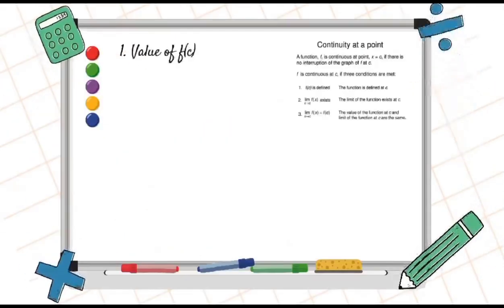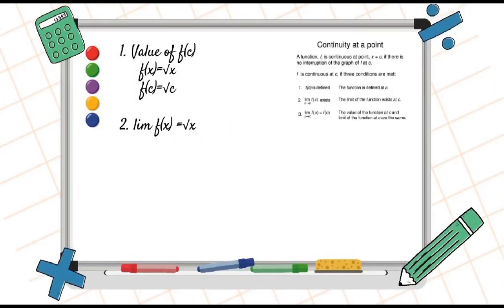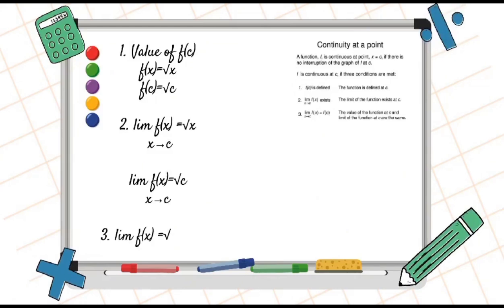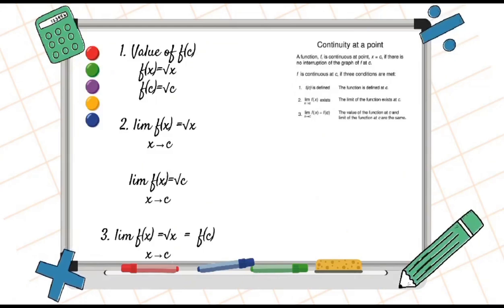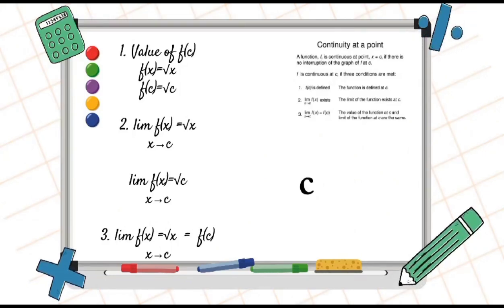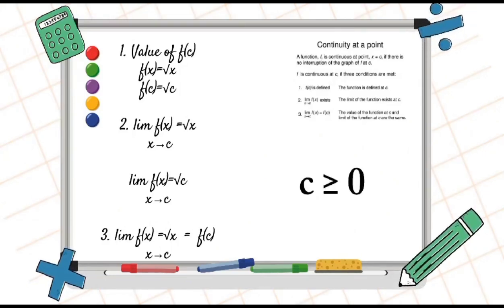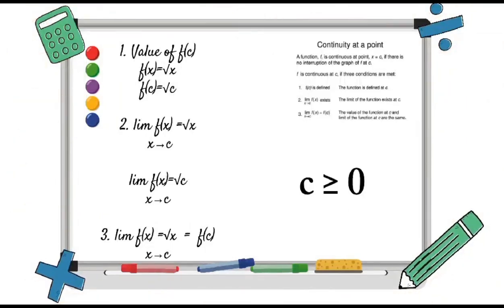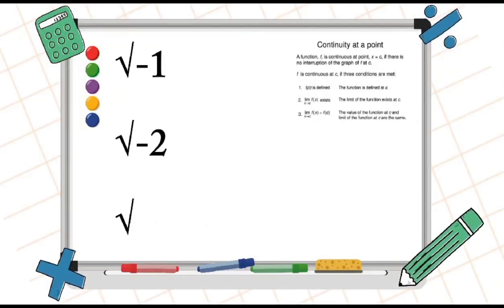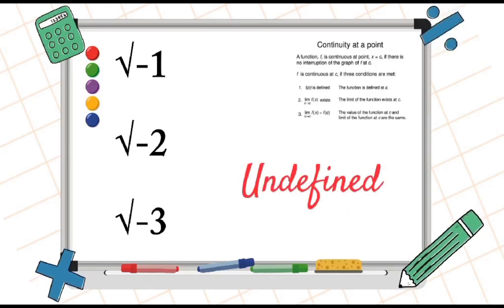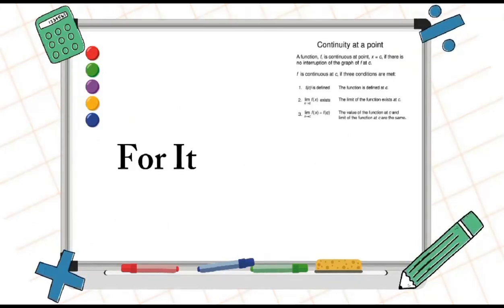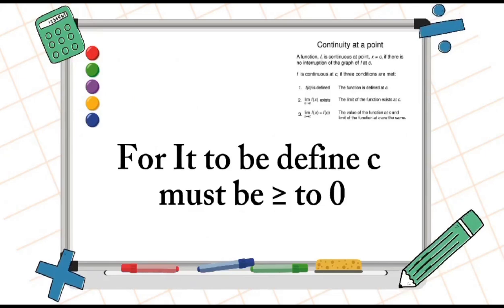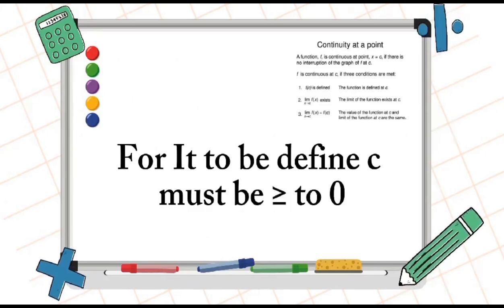Now we have here the solutions for the three conditions of continuity, and as we can see, they are all equal, so the three conditions have been met. However, since this is a square root, the answer as stated before is that c should be greater than or equal to 0. This is because the square root of a negative number is undefined or is not a real number. Therefore, to ensure that the square root of c is defined, c must be greater than or equal to 0.